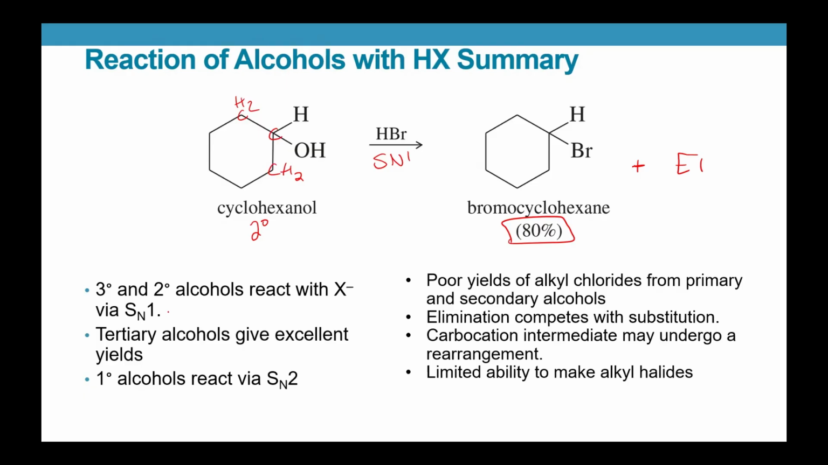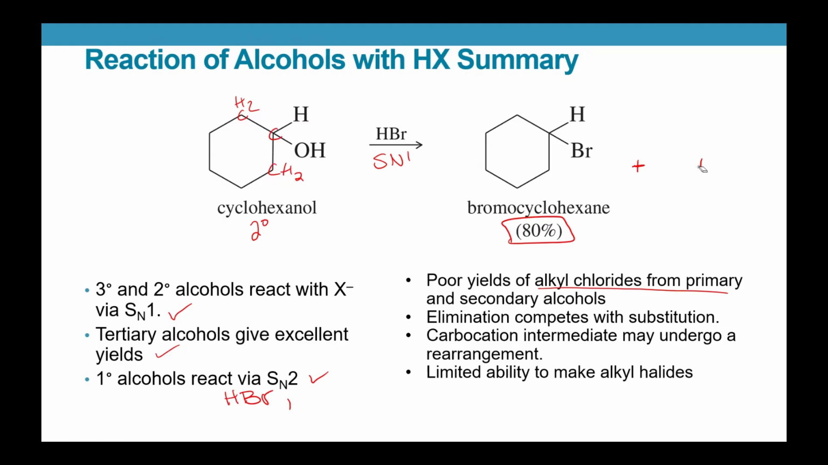So tertiary and secondary work through SN1. The tertiaries give excellent yield. The primaries react via SN2 with HBr or H2SO4 and Br minus. Poor yields with chlorides for primary and secondary as well, just because chloride is not such a good nucleophile, or as good of a nucleophile, I should say, as bromide. And our elimination products are always present.